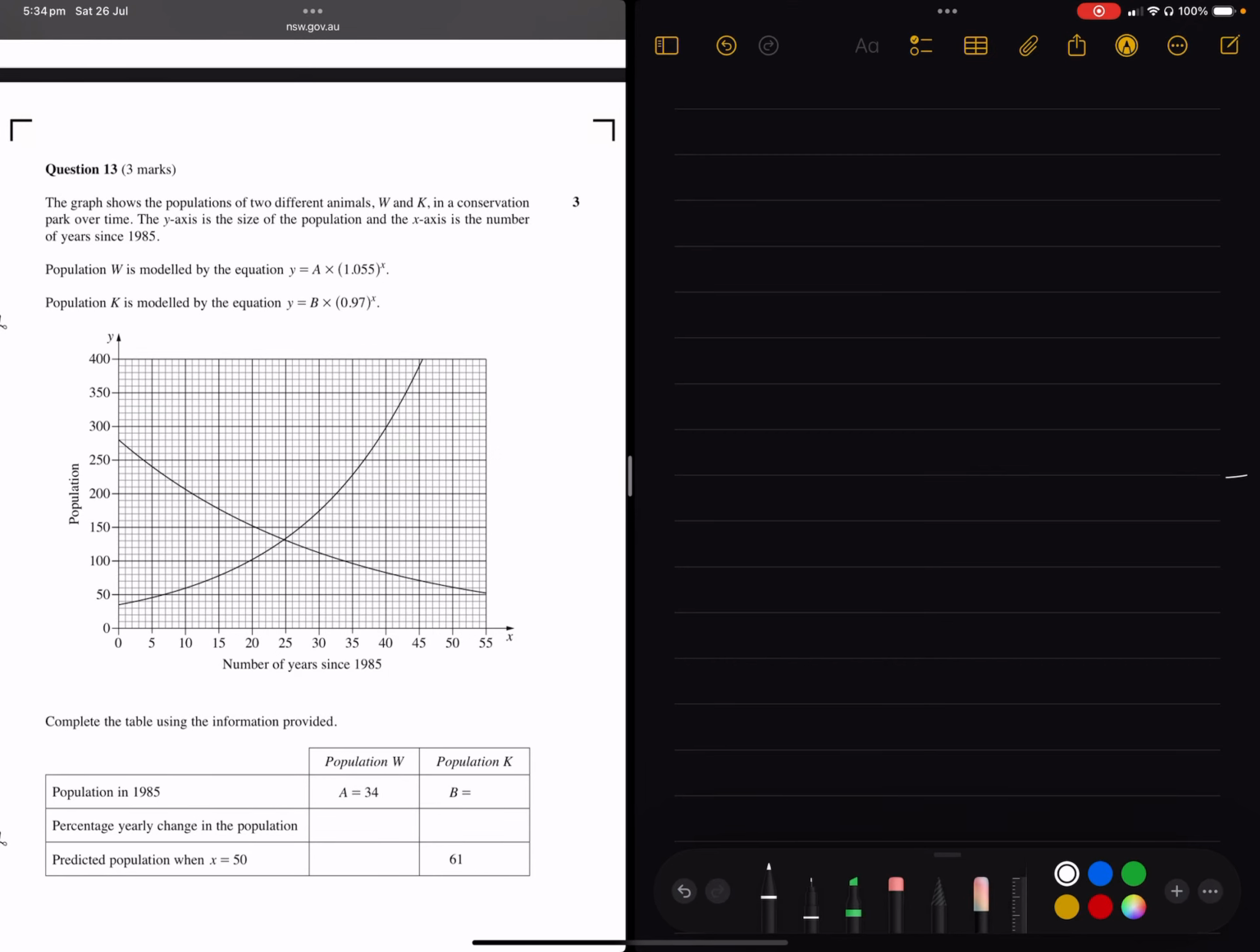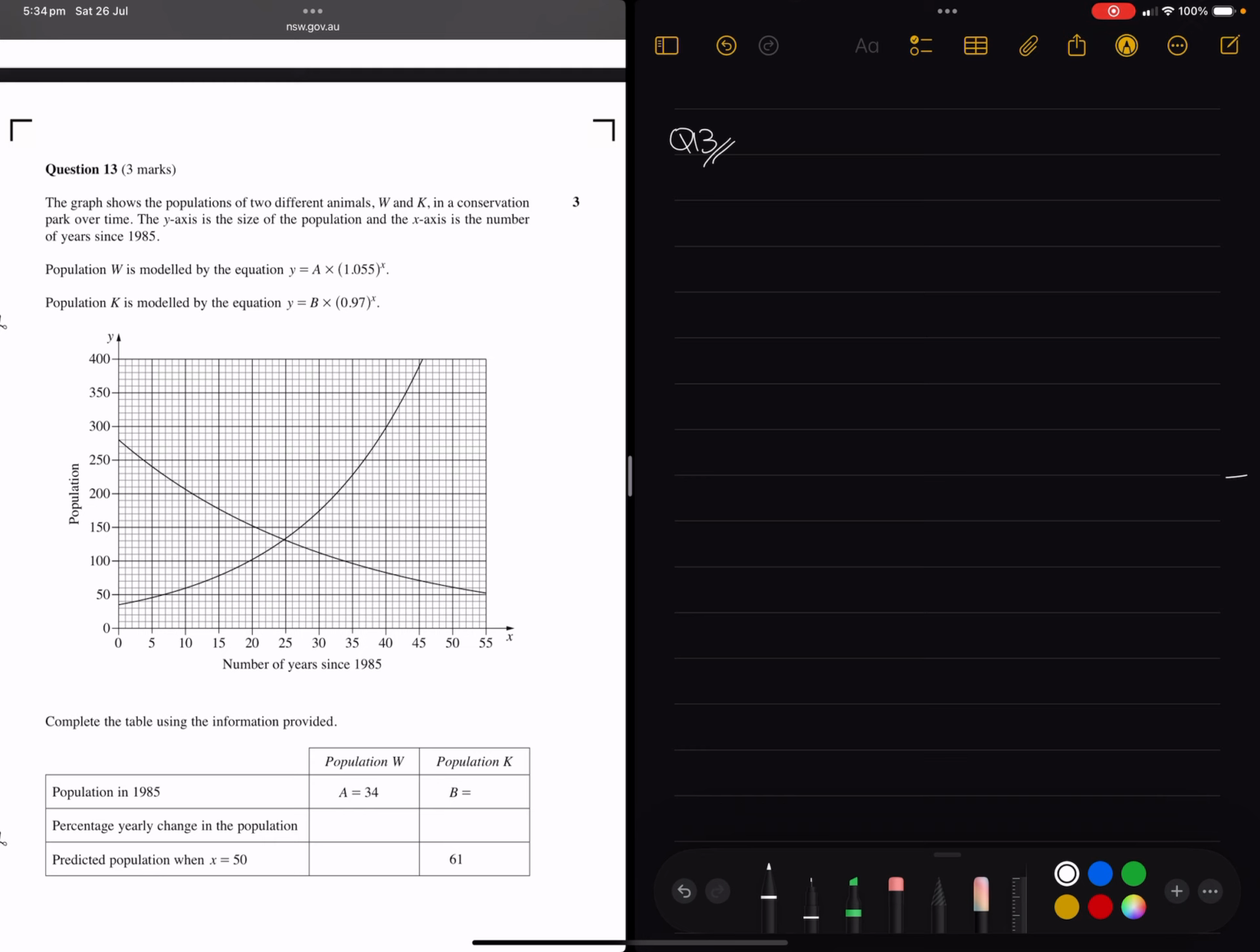All right, so we're going to have a look at question 13 from the 2024 HSC Advanced Maths paper. This question is identical to question 22 from the Standard 2 paper, so pretty much the same solution works for both of them. So we have an animal population model.